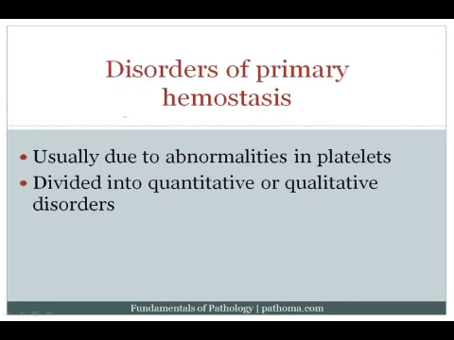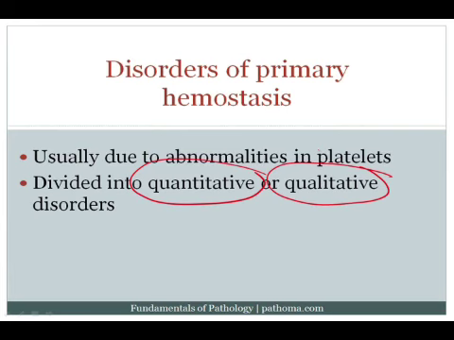Now, what about disorders of primary hemostasis? How can we think about those? Well, for the most part, not always, they're going to be due to abnormalities in platelets. And there's two types of abnormalities that we can have in platelets. We can have a quantitative abnormality where we don't have enough platelets. The quantity is bad. Or we can have a qualitative problem where the quality of the platelets is no good, but we have enough platelets, for example. And so these are the two ways we want to think about disorders of primary hemostasis in the context of abnormalities of the platelets. Quantitative disorders and qualitative disorders.